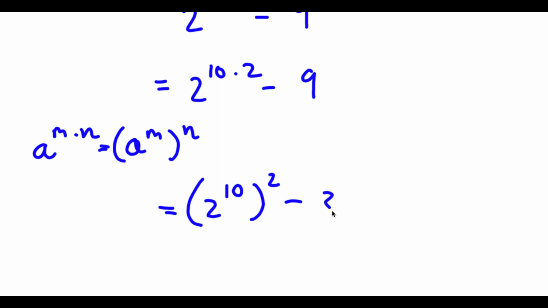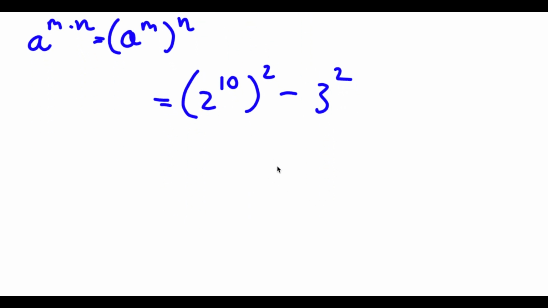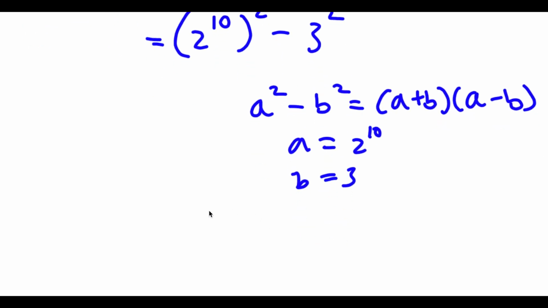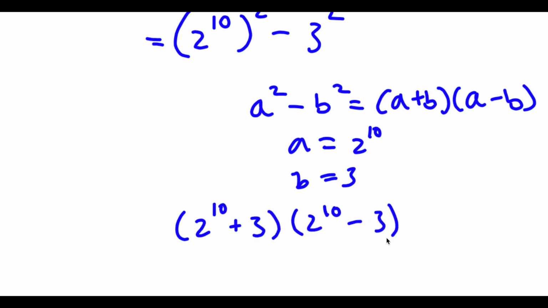And 9, this is the same thing as 3 squared. So now, if I have something in the form a squared minus b squared, this is equal to a plus b times a minus b. So in this case, a is equal to 2 to the power of 10, and b is equal to 3. So now I have 2 to the power of 10 plus 3 times 2 to the power of 10 minus 3.